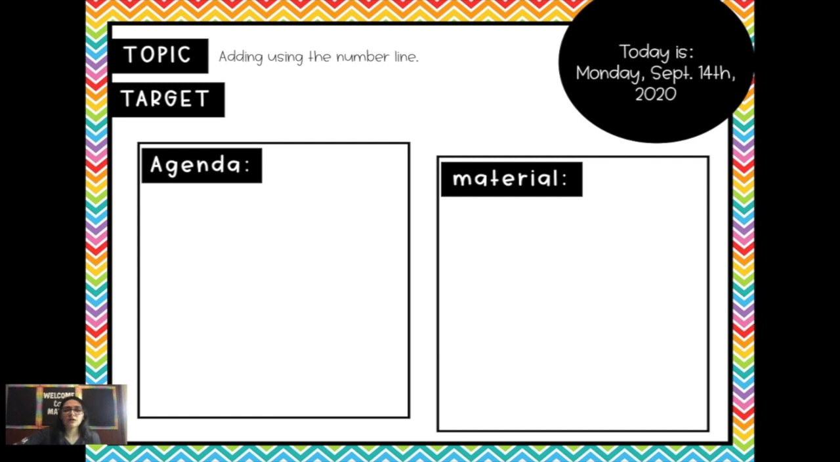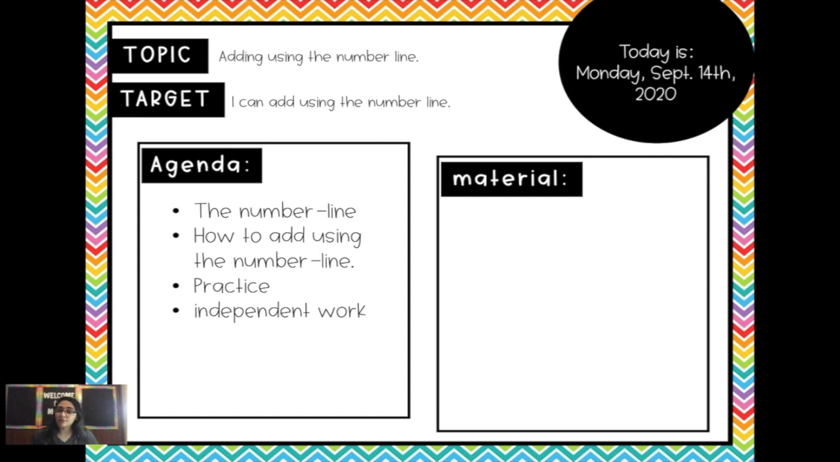At the end of this unit, you're going to be able to tell Miss Anna, I can add using the number line, okay? You will see that this is really easy. The agenda for today: first, Miss Anna will explain what the number line is and how to add using the number line. Then we're going to practice with some hands-on activities. And after that, at the end of this video, you will find an independent work. Remember that you can find this independent work in the description box of this video. Also, you will find it in Microsoft Teams, or you can copy the exercises in your notebook.